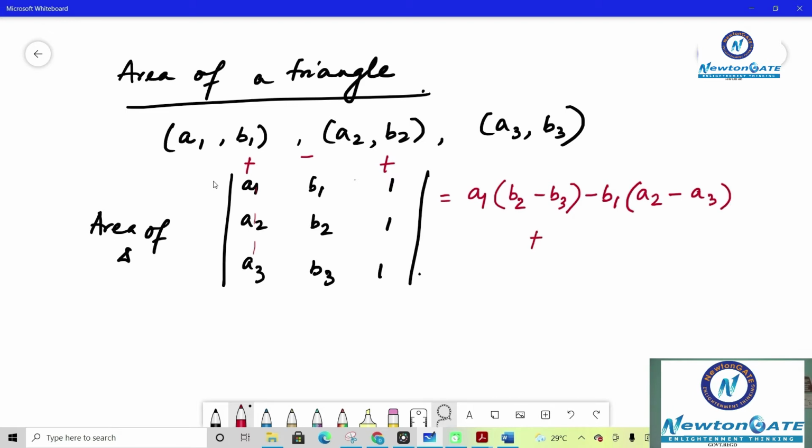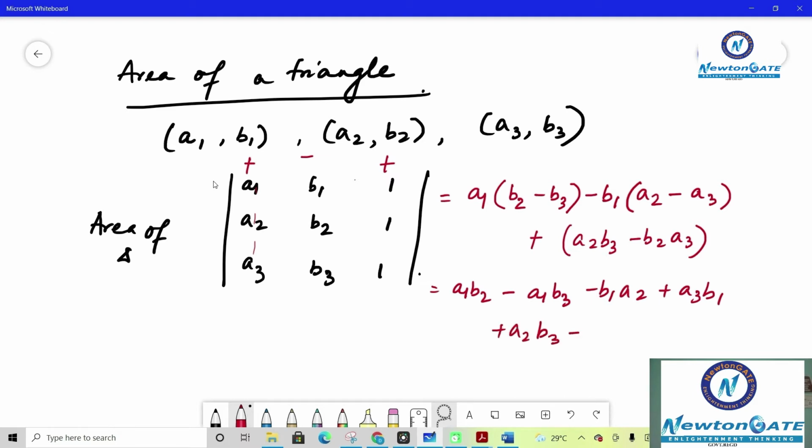Finally, I will remove this and I have a2 b3 minus b2 a3. Rearranging, we get a1 b2 minus a1 b3 minus b1 a2 plus a3 b1 plus a2 b3 minus b2 a3. So this is the area of the triangle. This is how we are going to find the area of the triangle. We are going to arrange the 3 coordinates in this following manner and we are going to calculate.